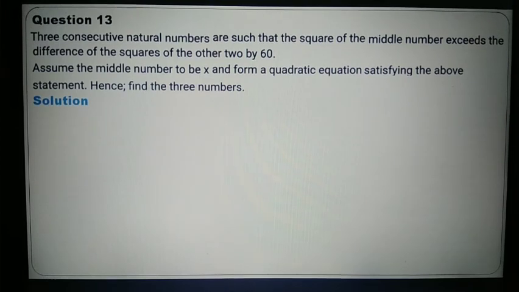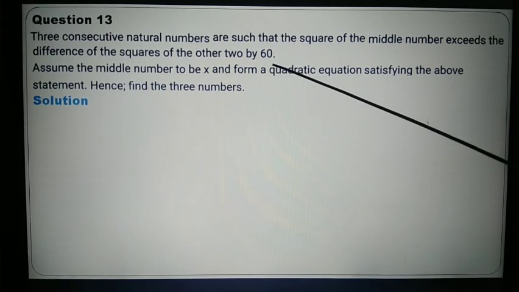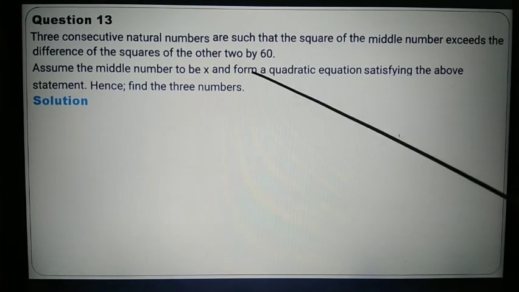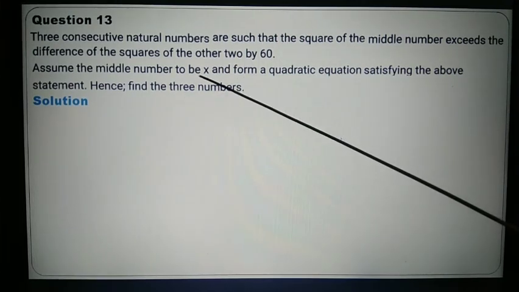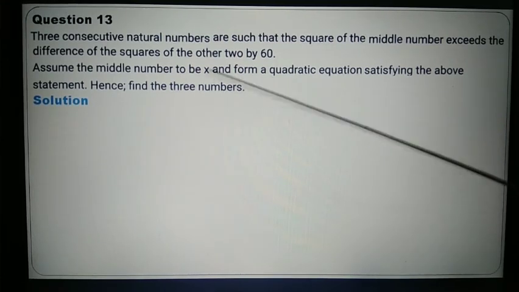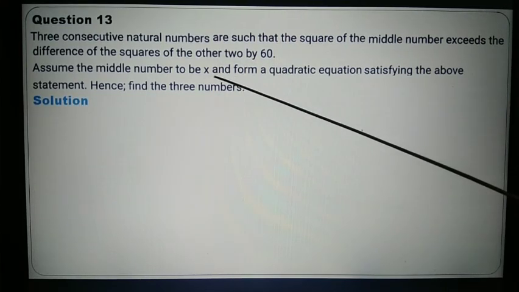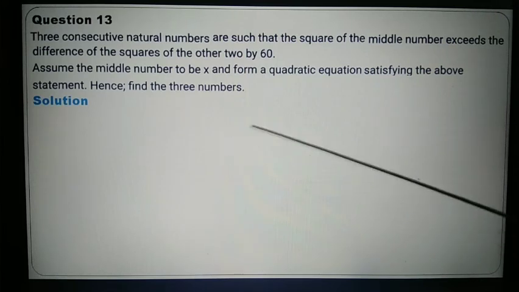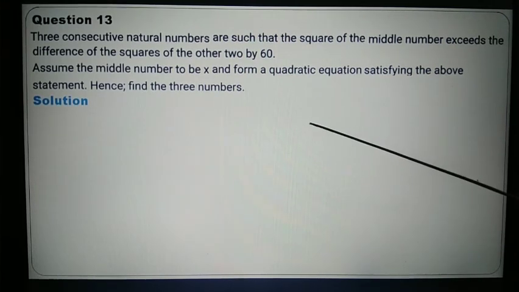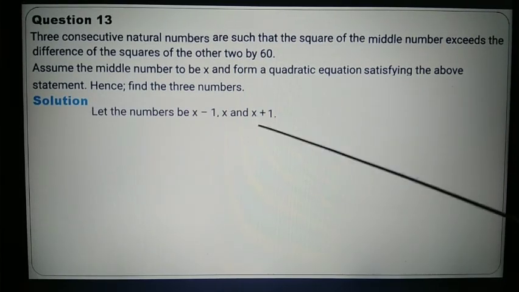Next question. 3 consecutive natural numbers are such that the square of the middle number exceeds the difference of the squares of the other two by 60. Let's see what is given. Assume the middle number to be x. So there are 3 consecutive numbers and the middle one is x. The number to the left of x will be 1 less, that is x minus 1, and the number to the right will be 1 more, that is x plus 1. So I'm writing, let the numbers be x minus 1, x and x plus 1.